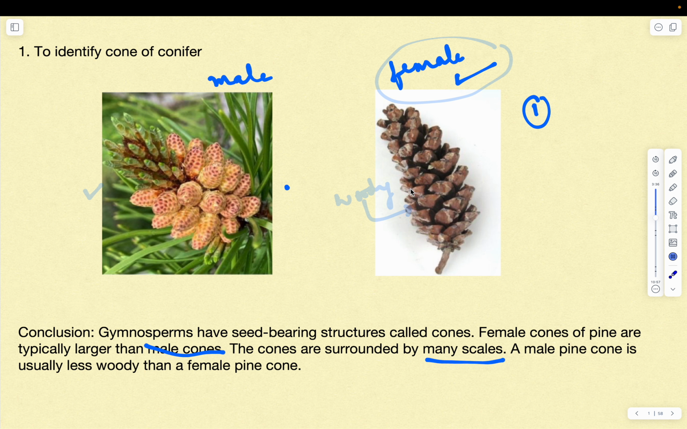by many scales. The female cones appear to be more woody, right? So these are woody leaf bracts, whereas the male cones appear to be soft. So this is how you can distinguish between a male and female cone. So last year, a female cone was kept for the identification.